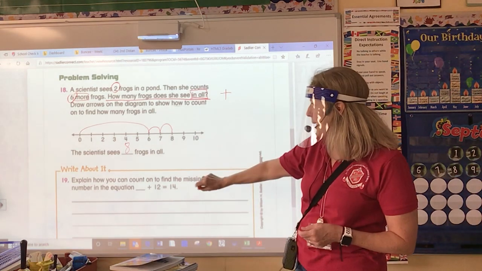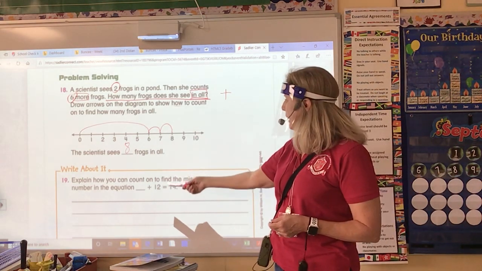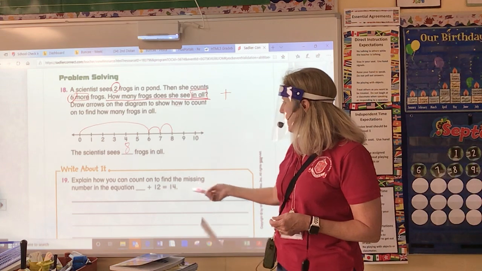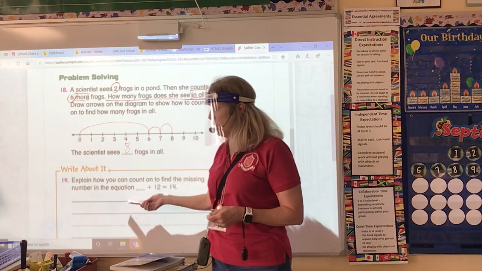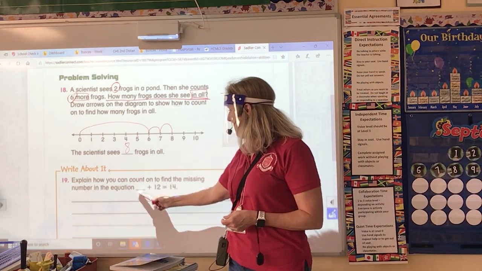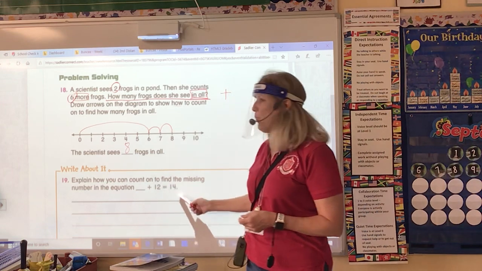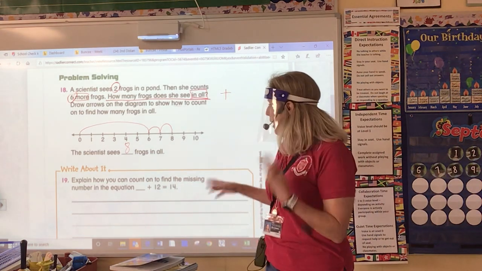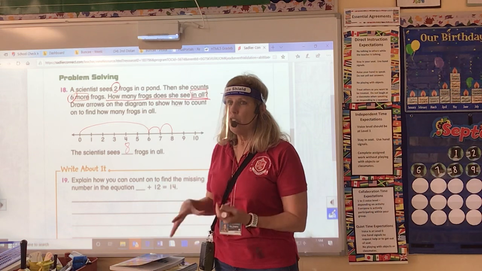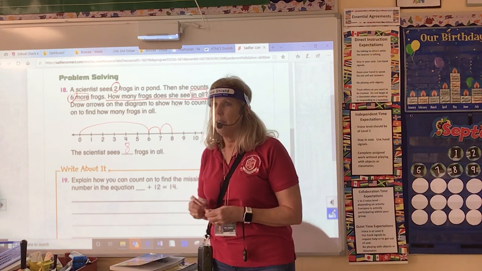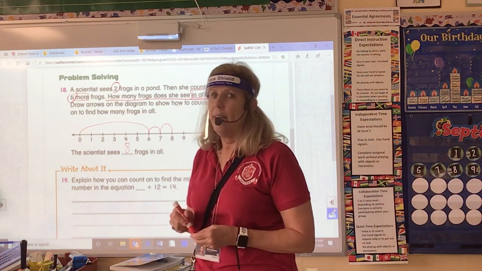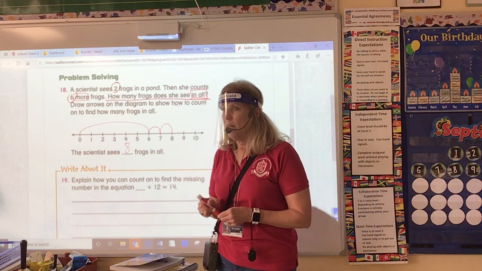Okay, and then number 19. Explain how you can count on to find the missing number in the equation. So here's our missing number, plus 12 equals 14. Okay, so on a number line, how would you explain that? Who would like to try that? Miles, you want to try it?